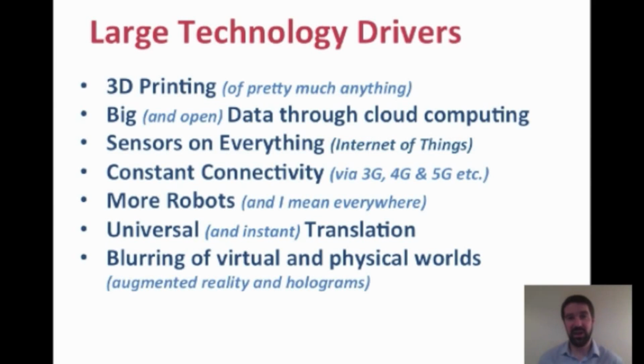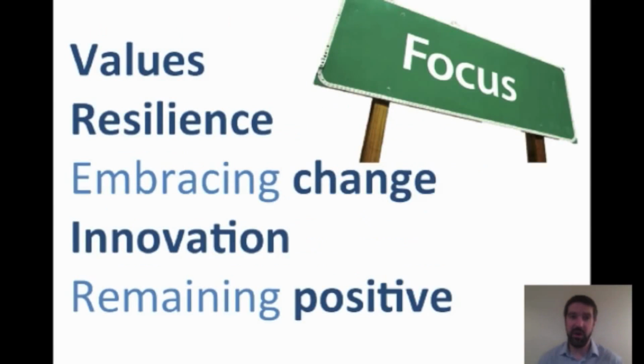Well, I'm now actually going to go all the way back to module 1 and the end of module 1. We've got lots of large technology drivers at the moment in our schools, from 3D printing to the blurring of the virtual and the physical world. But the Internet of Things, sensors on everything, constant connectivity and more robots, as I've demonstrated in this video, is certainly going to mean that our education has got to really be values based.